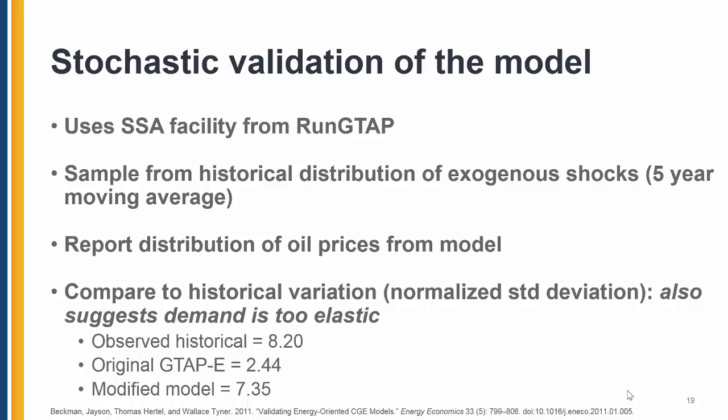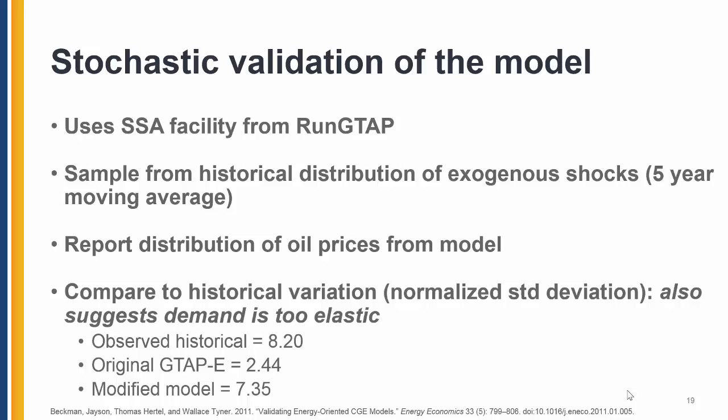And here we used the systematic sensitivity analysis facility in RunGTAP to sample from historical distributions of exogenous shocks. These are both on the demand and the supply side in the oil market. So GDP was shocked as well as oil supplies. And the model then reports a distribution of oil prices resulting from that historical distribution of exogenous shocks.